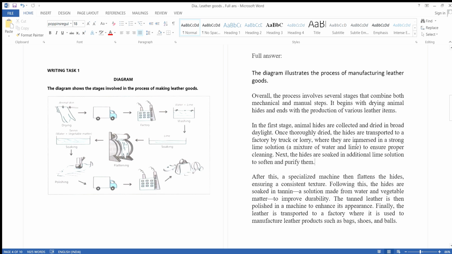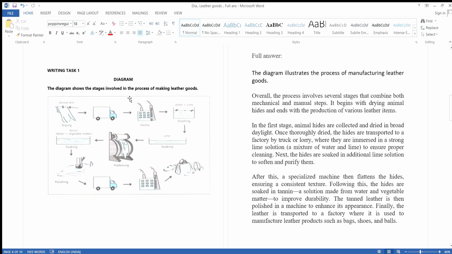They are immersed. Immersed is soaking in water, putting deep in water. Immersed in a strong lime solution. And now here we have the additional information, which is water plus lime. And because we have to show our writing skills, this particular information is taken in the bracket form. So it is a mixture of water and lime. To ensure, that is to make sure, proper cleaning.